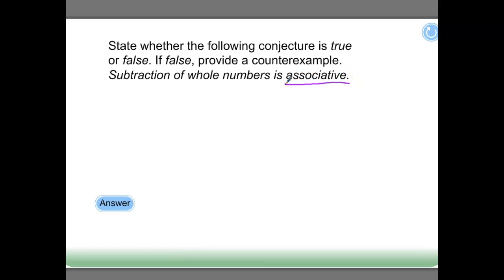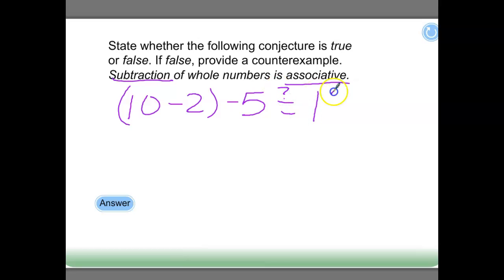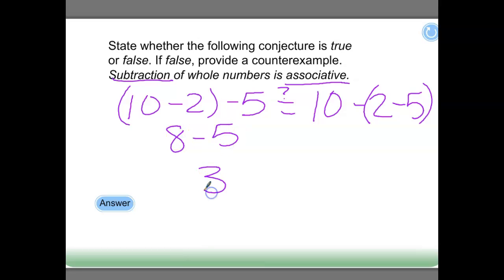So if I start off with a subtraction problem of 10 minus 2 in parentheses, and then I subtract 5, is that going to give me the same as if I take 10 minus parentheses 2 minus 5? On this side, 10 minus 2 is 8. Then I subtract 5 to get 3.